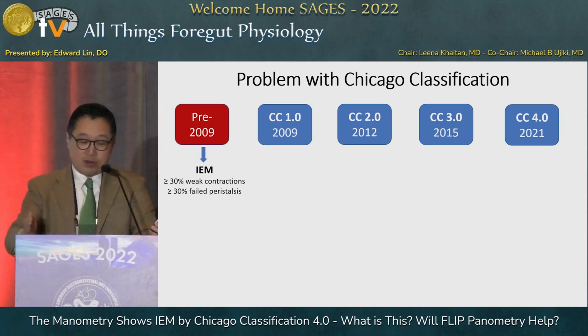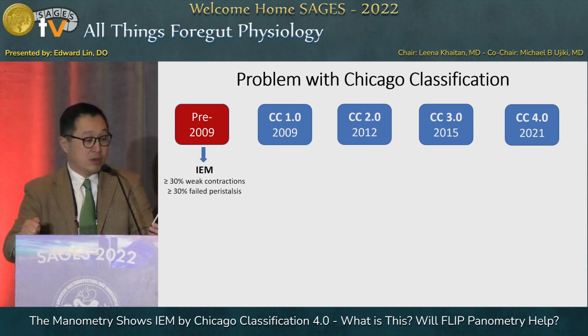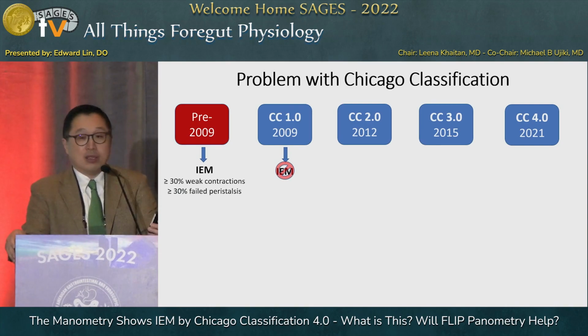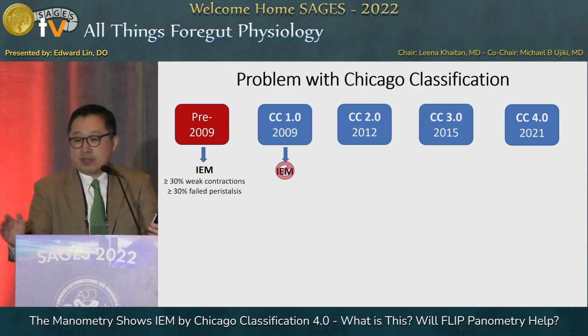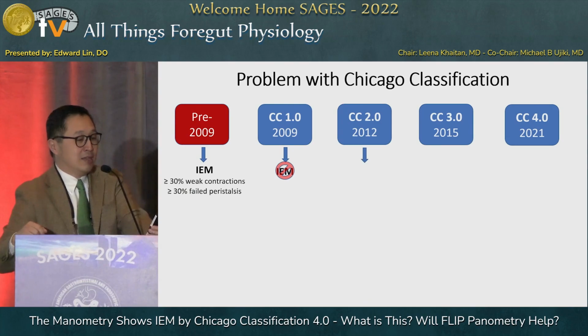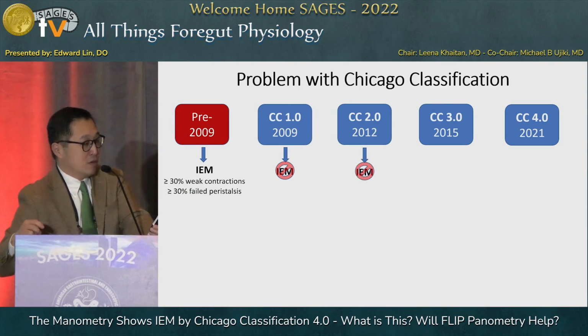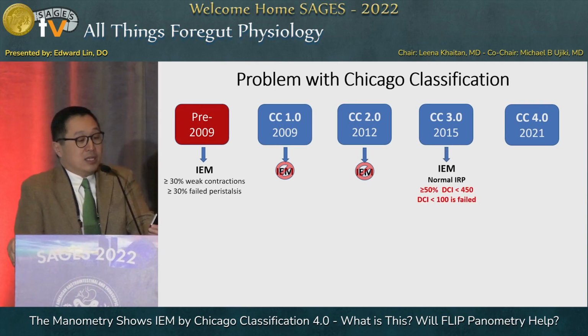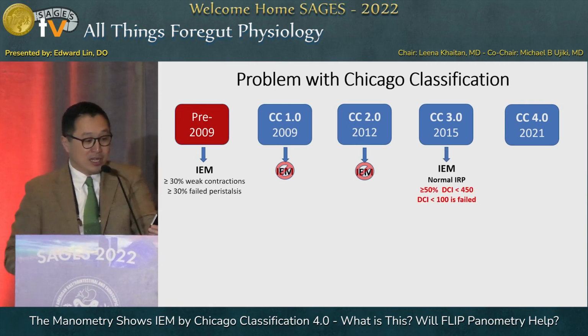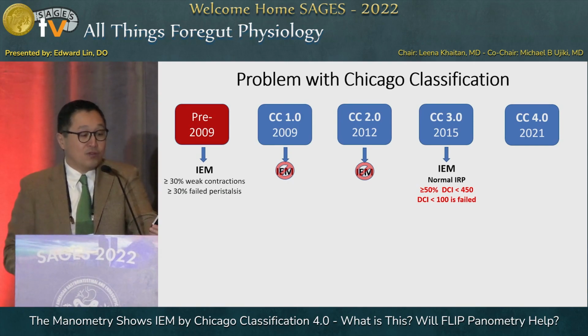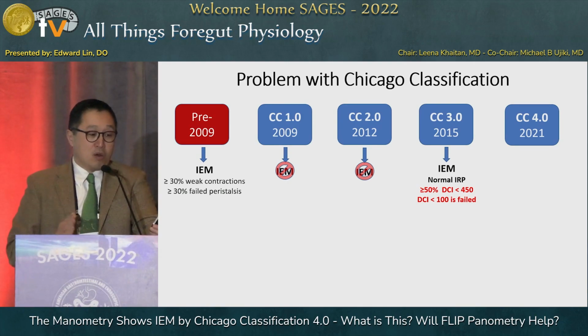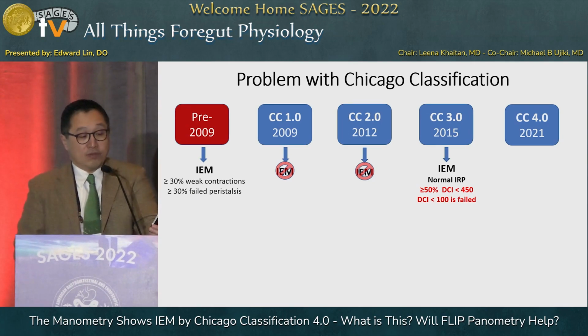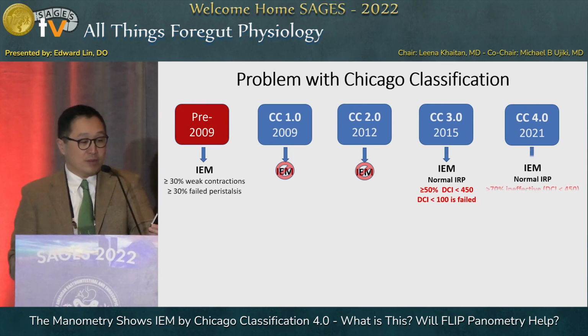Before 2009, the definition was more than 30% weak contraction and more than 30% failed peristalsis. And then the Chicago classification came out, the IEM was just wiped off the map. Your identity was erased, right? And it wasn't there for 3 years later for Chicago classification 2. In 2015, the IEM came back out, and the definition at that time is what we described: more than 50% of weak peristalsis, or if you have failed, and if you have a DCI of less than 100, that's considered a failed peristalsis.